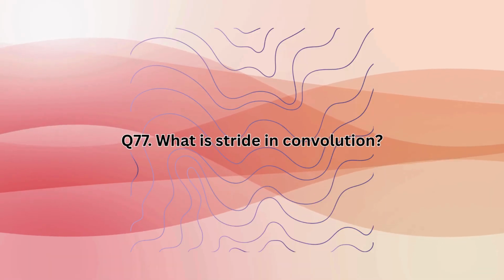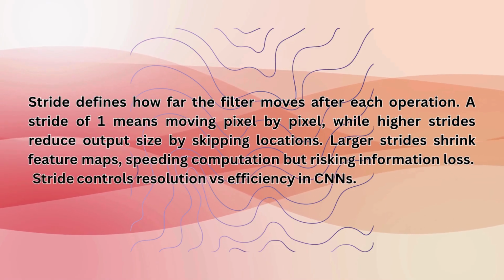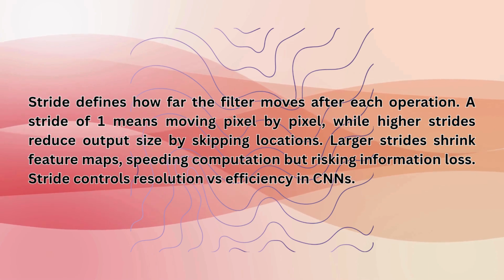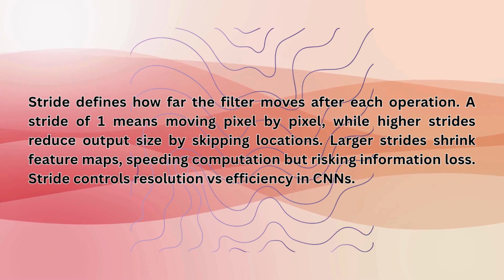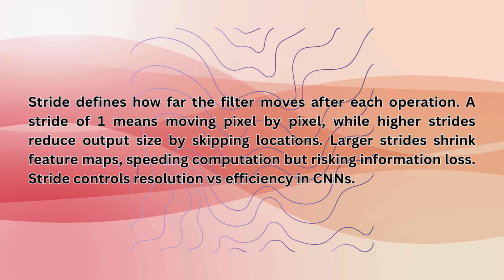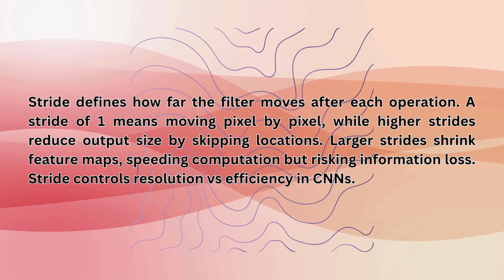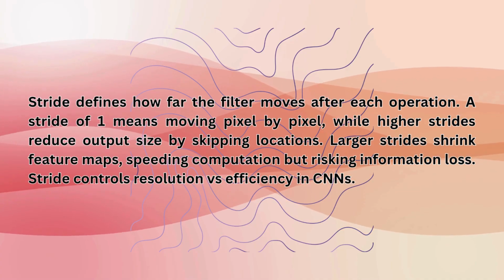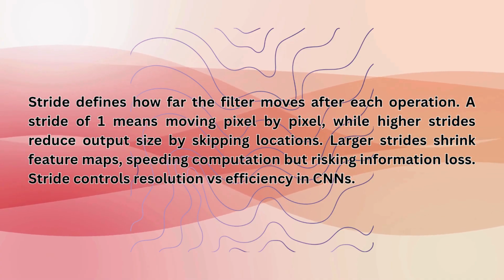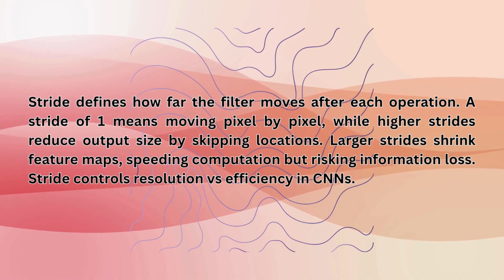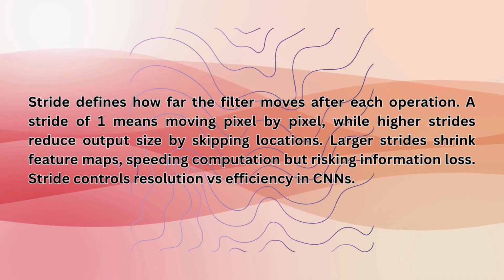What is stride in convolution? Stride defines how far the filter moves after each operation. A stride of 1 means moving pixel by pixel, while higher strides reduce output size by skipping locations. Larger strides shrink feature maps, speeding computation but risking information loss. Stride controls resolution versus efficiency in CNNs.